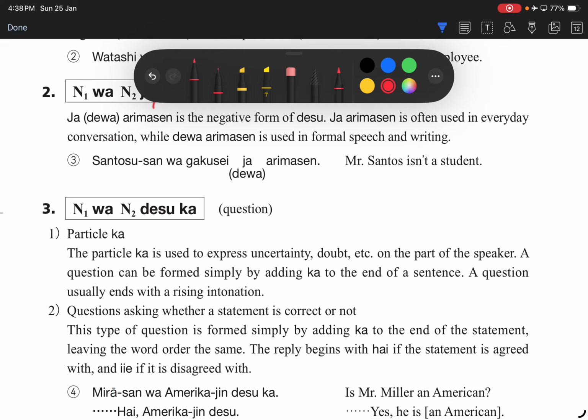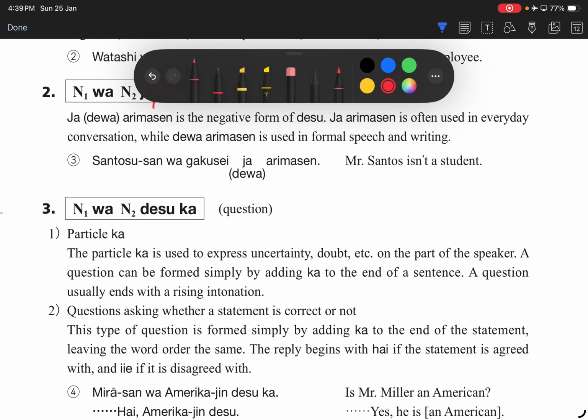The way to ask a question is using this ka particle. When we put a ka particle at the end, it instantly changes the statement into a question. So it becomes "I am student," full stop. Then when we put a ka, it becomes "I am student?" That means you're asking a question already. Are you a student? Am I a student?